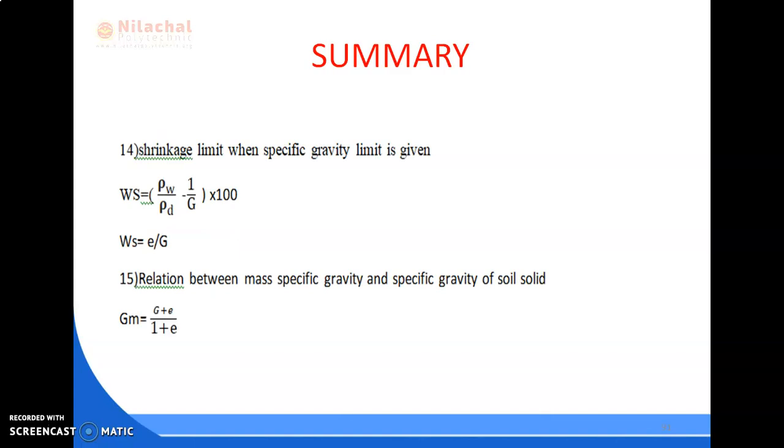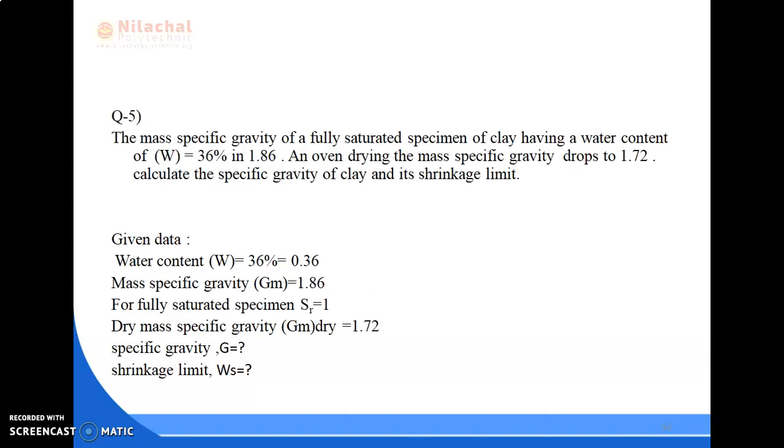The next, shrinkage limit when specific gravity is given: Ws equal to (rho w by rho d minus 1 by G) into 100, or Ws equal to E by G. Next, relation between mass specific gravity and specific gravity of soil solid: Gm equal to (G plus E) by (1 plus E). Next, discuss a problem.